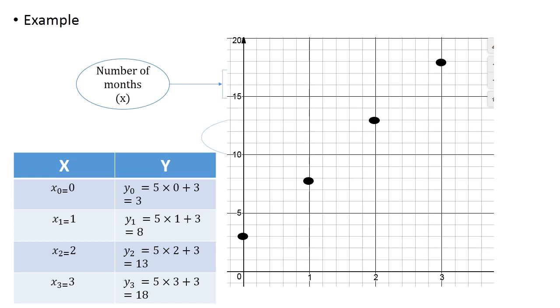Then we can connect these points as follows. It's clear that the linear equation is represented as a straight line. One important tip: at x equals 0, y equals 3. This point is called the y-intercept, which represents the constant b.